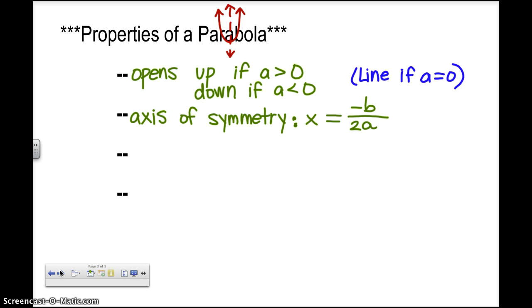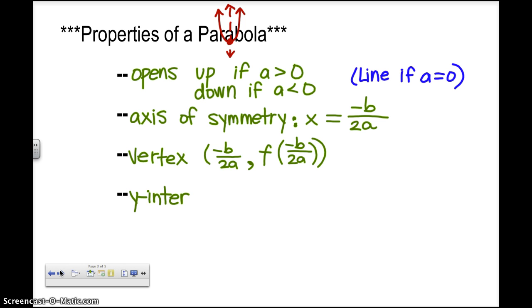Then that axis of symmetry runs right through the vertex, which in the case of that red parabola is the bottom of it. We can find the ordered pair for the vertex. The vertex is negative b over 2a for the x value, which makes sense from what we have in the axis of symmetry. Then, to find y, we have to evaluate our function at that same number. Last piece of information, my favorite piece of information, the y-intercept. That's c. Whatever c is, that's what the y-intercept is.